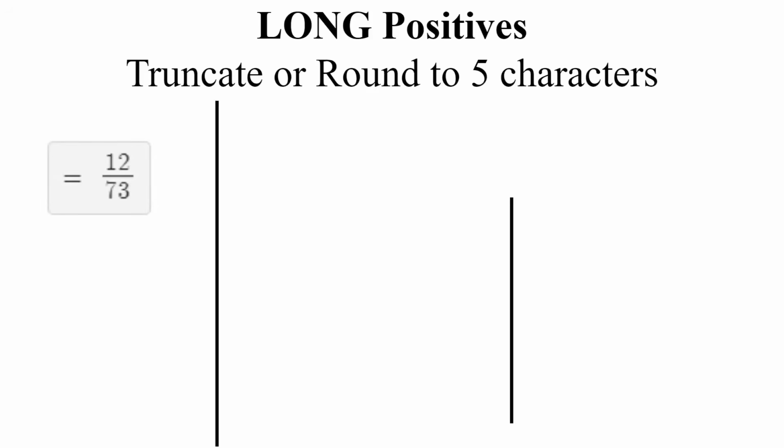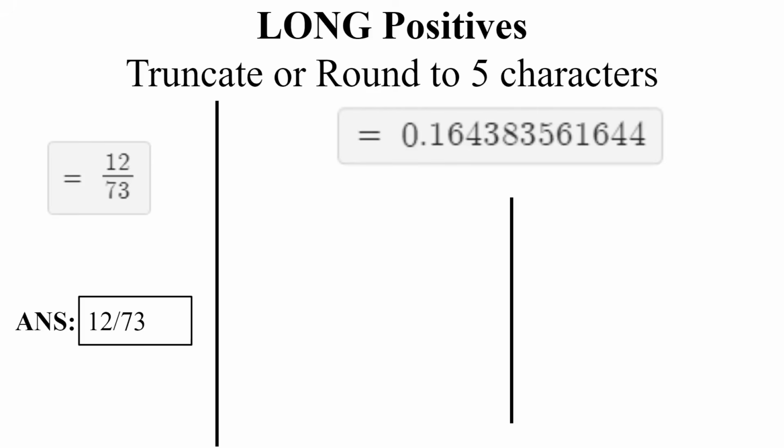Well, 12 over 73, that's 1, 2, 3, slash, 1, 2, 3, 4, 5 characters. So that would work. So I would just put 12 slash 73 and stop. No reason to go and do all this other stuff we're about to do. But just for the sake of curiosity and practice, let's look at the decimal output.